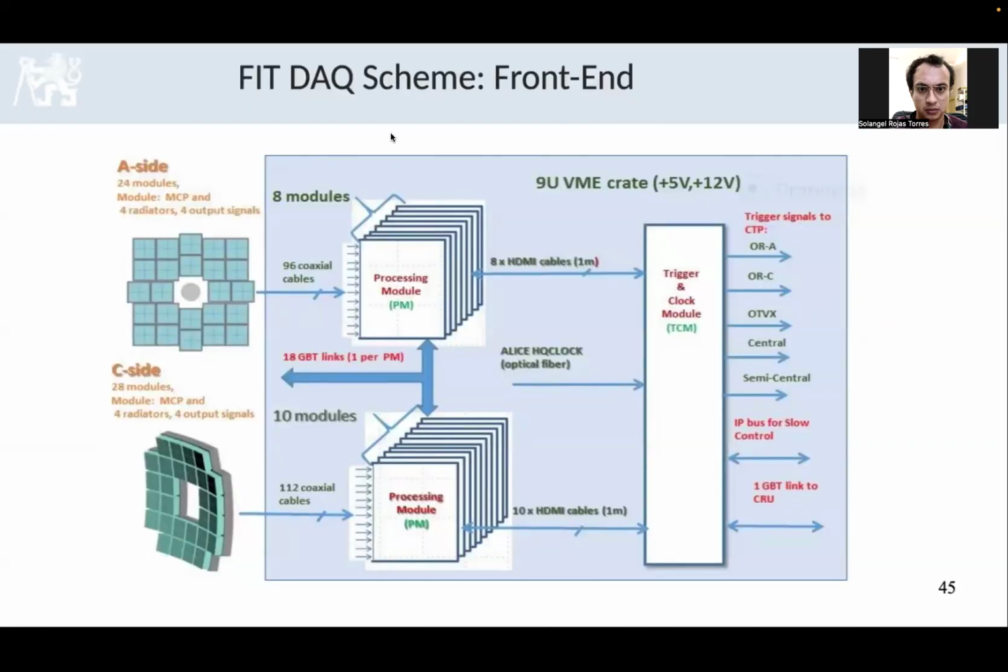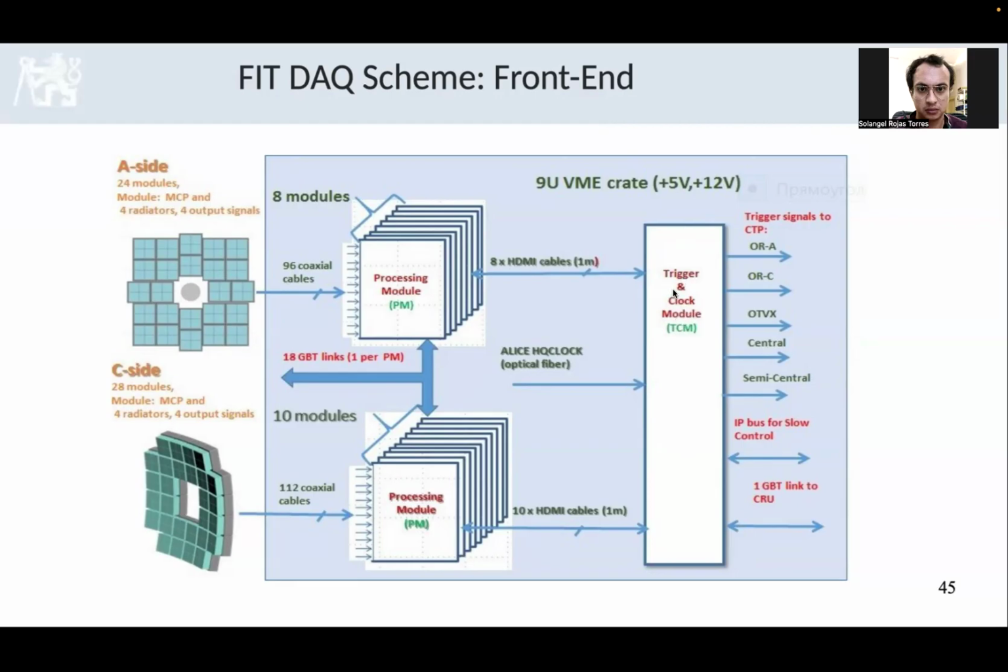And well, this is an example of how it looks for the FIT. This is very simple compared with other detectors, and this one is the main trigger of ALICE. So you have two sides of the detector. You have the processing modules that Susana explained last time. Here you have the integration, the time information, and this connection is to the CRU, which is this thing here, for the processing. But there are also these HDMI cables that send the information to the trigger and clock module.